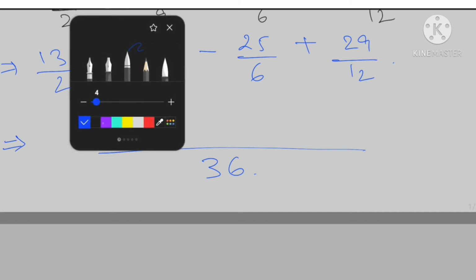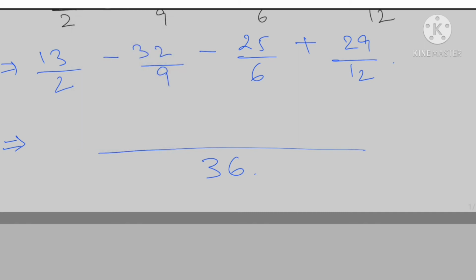Now over here the children make mistakes, they forget the step. Again, I'm repeating once again, this is a very crucial step. Each denominator should be dividing the LCM. Now if your LCM is wrong, then your denominator will not be dividing it. If it is not dividing, that means your LCM is wrong.